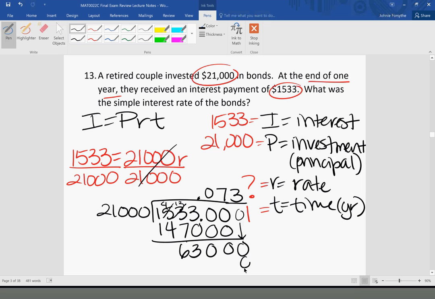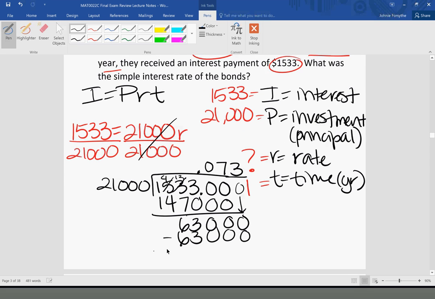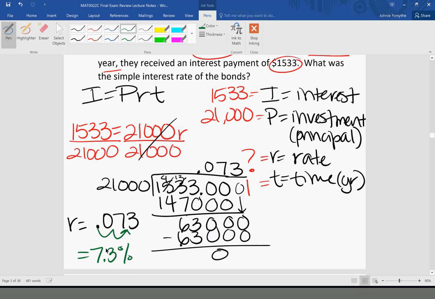3 times these 3 zeros. And now 3 times 1 is 3. 3 times 2 is 6. There we go. Subtract, remainder 0. So this is saying that R equals 0.073. Keep in mind that in the formula, the rate is a decimal. We want to change this decimal to a percent. To change a decimal to a percent, we move the decimal 2 places to the right. So that's actually going to be 7.3%.